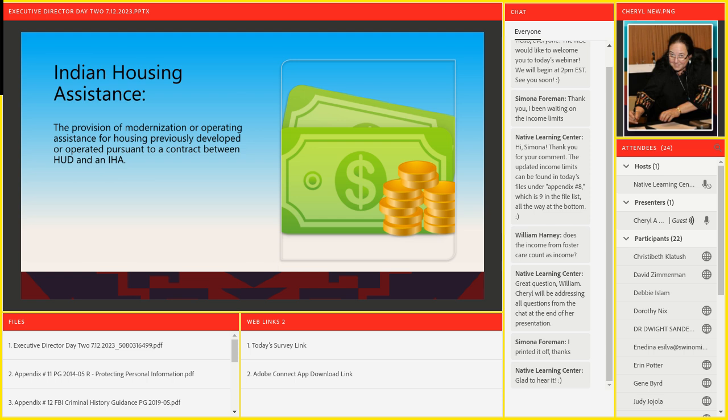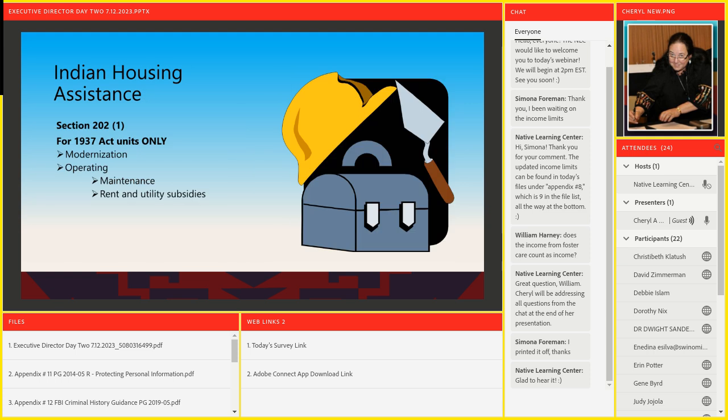Indian housing assistance is the provision of modernization or operating assistance for housing previously developed and operated pursuant to a contract between HUD and a housing authority, your 1937 Act. Section 202.1 talks about your 1937 Act units only: modernization, operating, maintenance, your rent, and your utility subsidies.